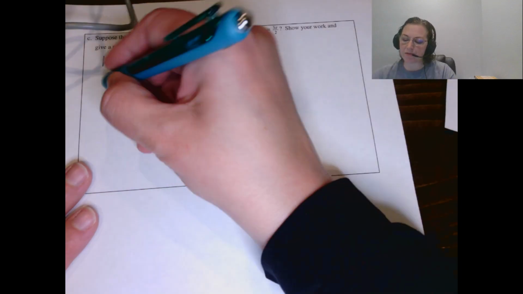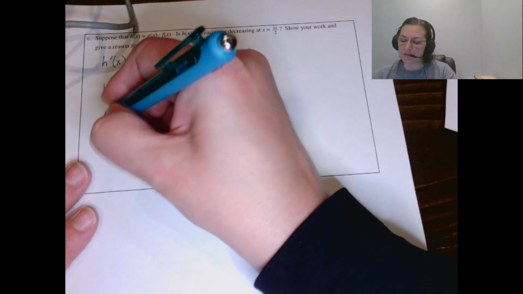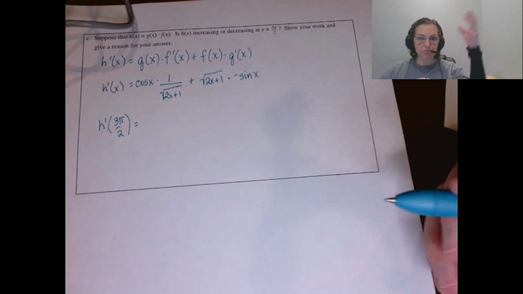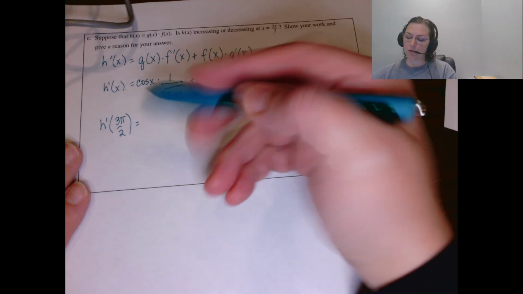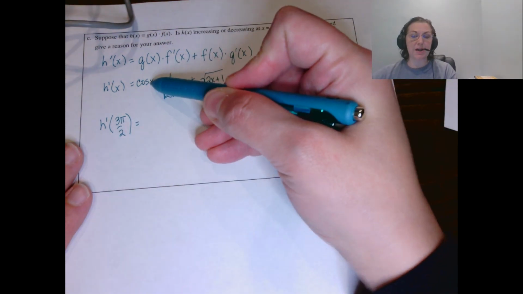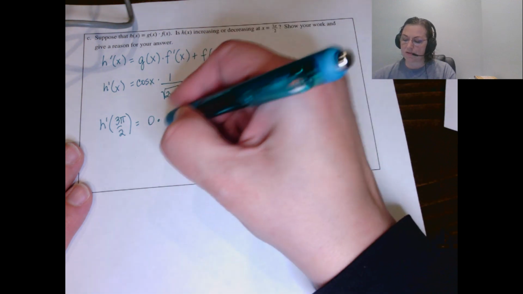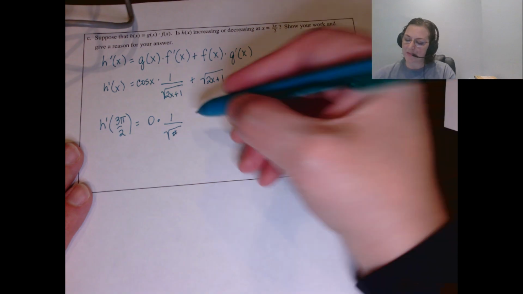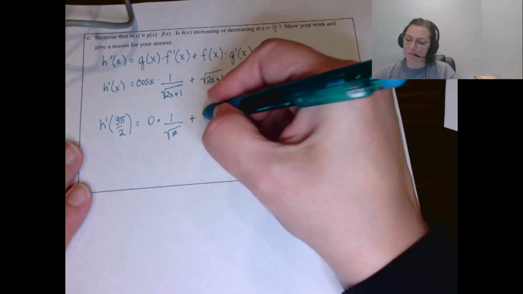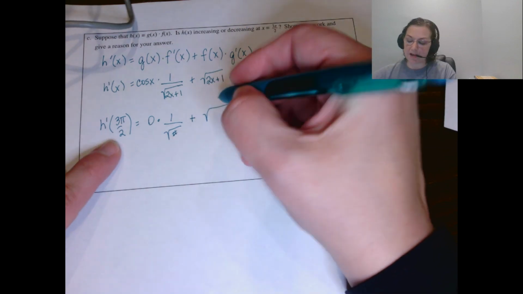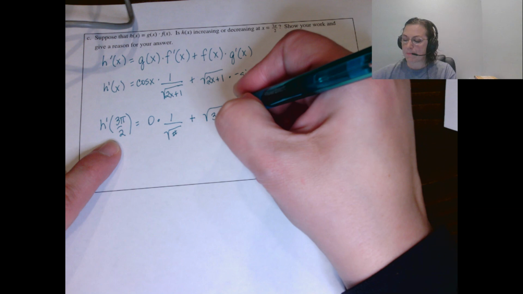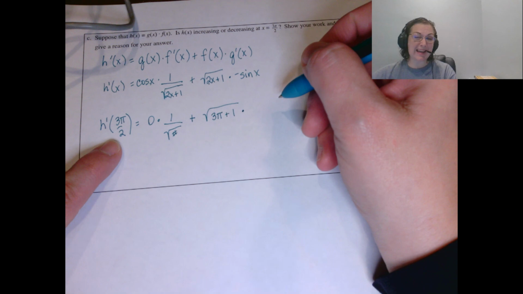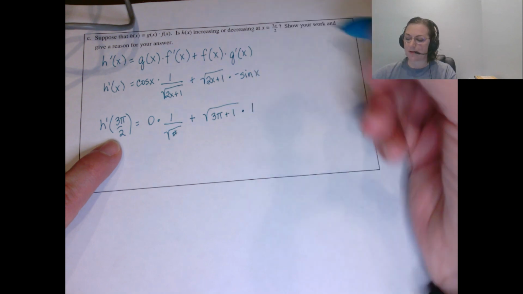Okay, so there's my derivative. Now we want the derivative at 3 pi over 2. Now remember, that's 270 degrees. So we're down at the bottom of the unit circle. Cosine of 3 pi over 2 is 0. So I'm not even going to worry about this one because it doesn't matter. I'm going to multiply it by 0. Then I've got square root of 2 times 3 pi over 2, which will be 3 pi, plus 1, times, and then sine of 3 pi over 2 is negative 1, but this sign is negative, so that's a 1.